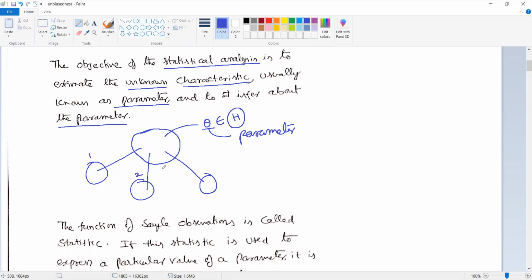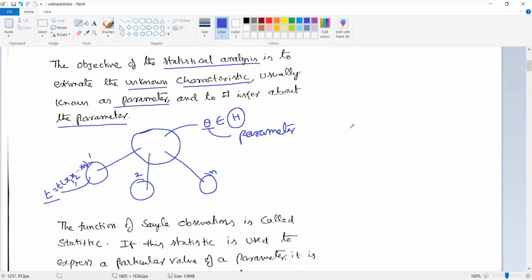Sample 1, sample 2, up to sample n. Now here we use the sample statistic. Statistic means a function of sample observations. The statistic is denoted as T. T is a function of sample observations, a random variable, T of x1, x2, and so on up to xn. Using this T, we have to estimate the theta.